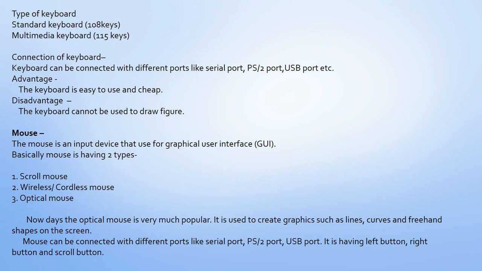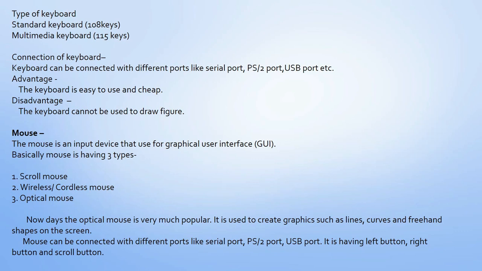Okay, and what advantages do you get from the keyboard? The keyboard is easy to use and very cheap in price. And what disadvantage do you get? The keyboard cannot be used to draw any figure. Okay, so from this point you got the idea that the keyboard is the basic standard input device where any type of text can be typed, but no graphics can be created with a keyboard.